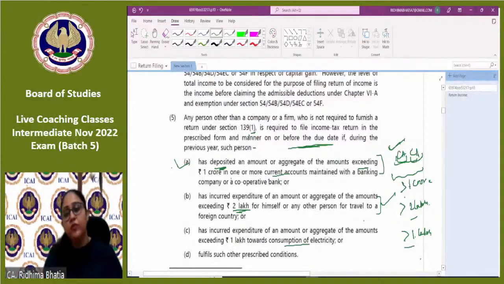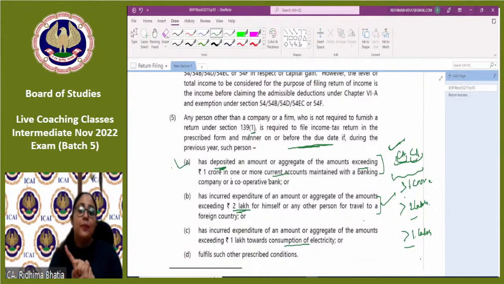So who has to compulsorily file the return of income before the due date? Companies and firms. Repeat after me: companies and firms. Other assessees having income more than the basic exemption limit before Chapter 6A deductions and deductions under Section 54B, D, EC or F. Third, beneficial ROR.